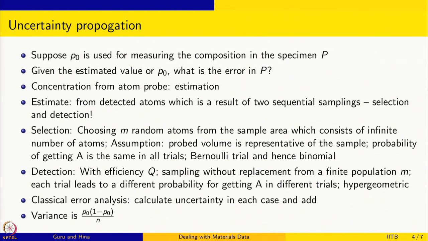So, we have binomial, we have hypergeometric, and we know the variance in this case; we derived it in one of the earlier sessions. Classical error analysis is to calculate the uncertainty, that is the variance, in each case and add them up. This was what was done, and the variance was reported to be P naught into 1 minus P naught by n. But there is a problem, because like we discussed in the error analysis sessions, you cannot add the errors unless you assume that the processes are independent.